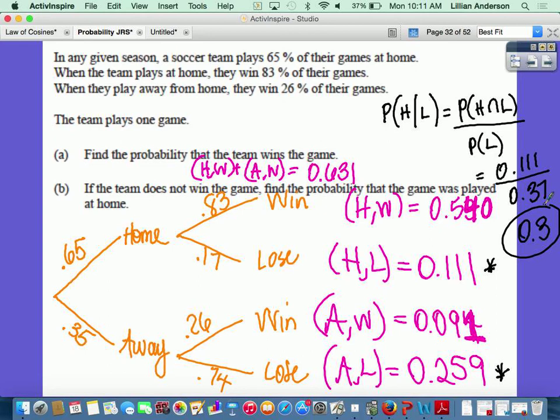Let's look at another one. How did the wording work? Well, if they say, if something happens, given that something happens, that should signify conditional probability. So losing was the given.